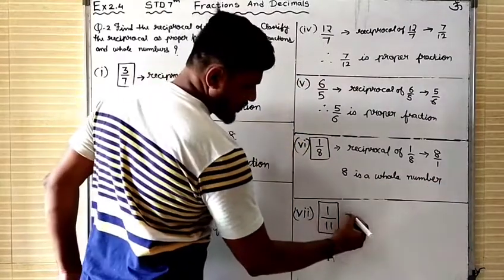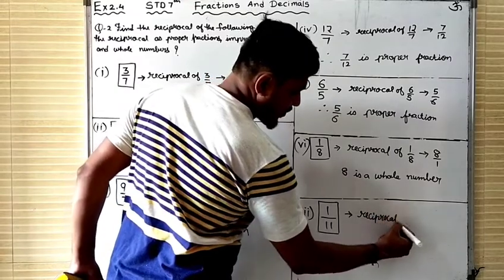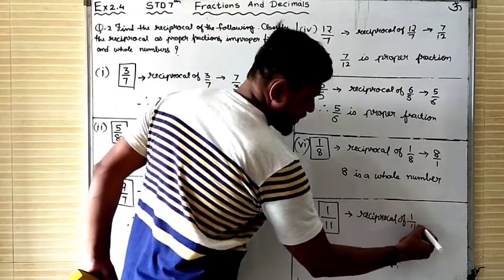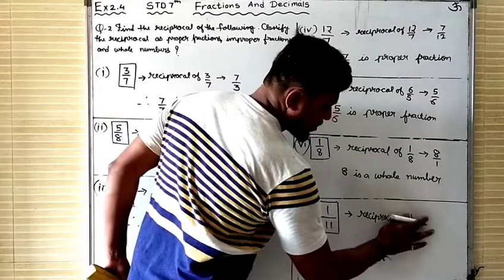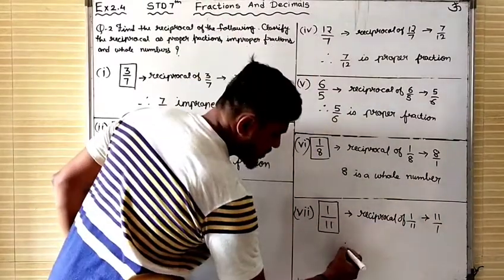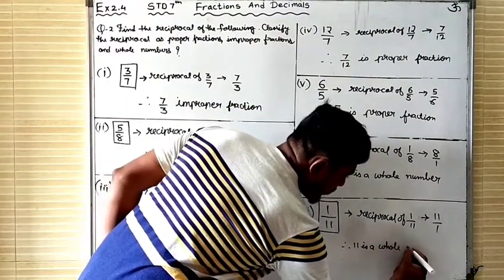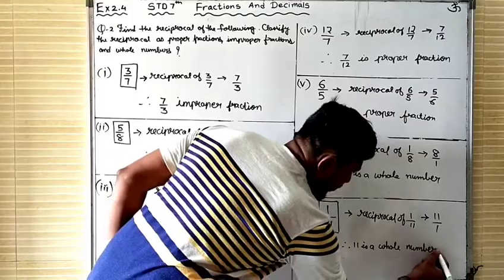Then here also 1 by 11, reciprocal of 1 by 11 is 11 by 1. 1 has no value, that means therefore 11 is a whole number.